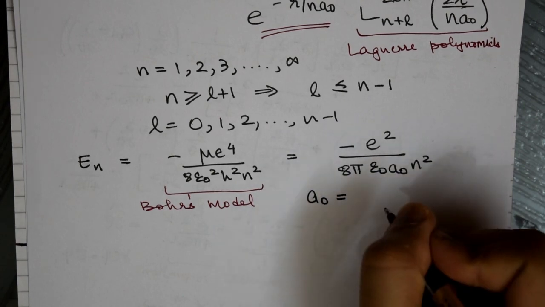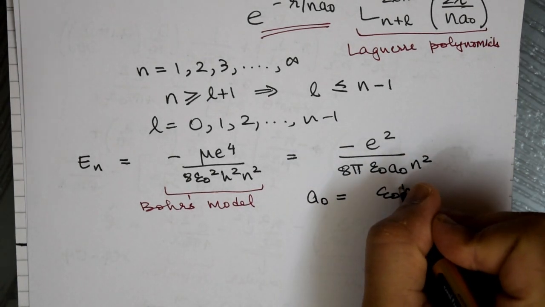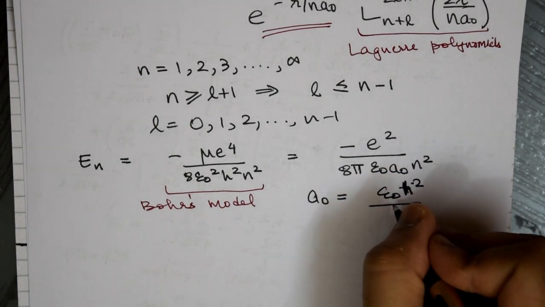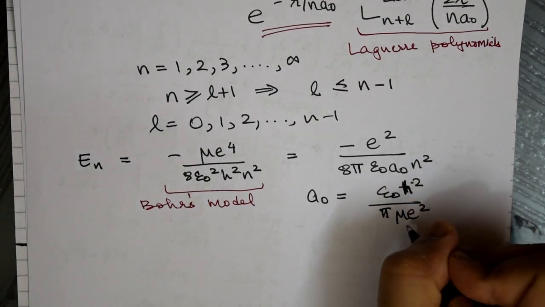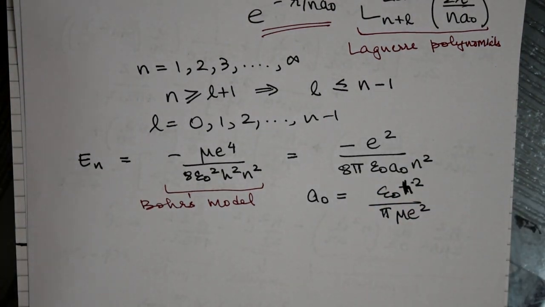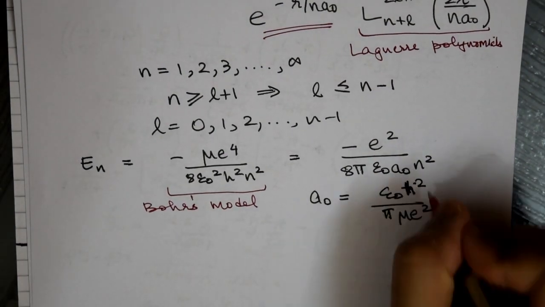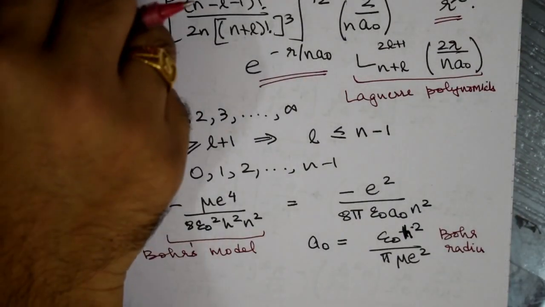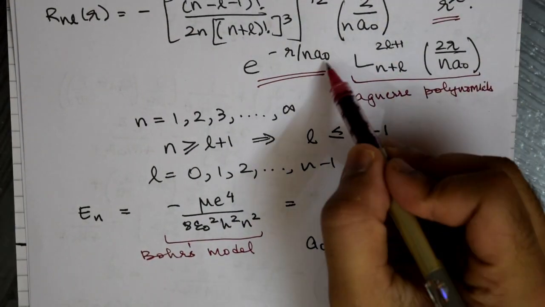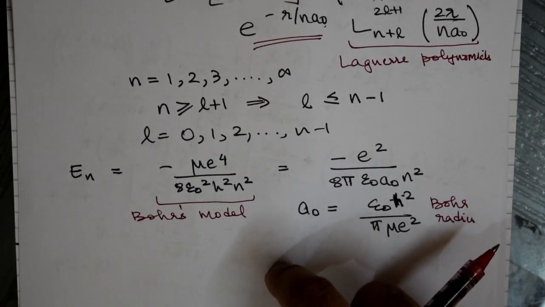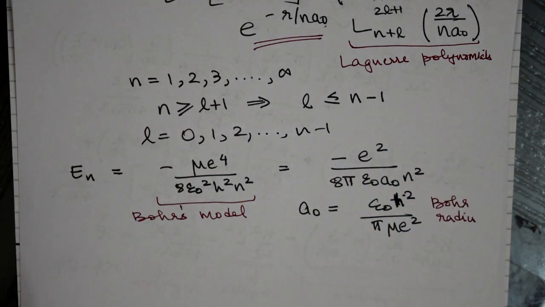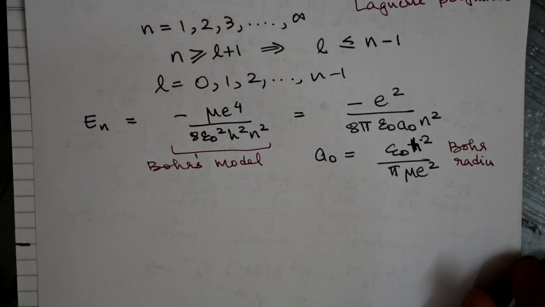And remember what a naught is here. a naught is given by epsilon naught h squared divided by pi mu e squared, where mu is the reduced mass and e is the charge of the electron here. This is the Bohr radius that we had introduced before, right? So now if you are able to see the full-blown equation, you have a naught represented, which comes from the Bohr's radius being accommodated within this equation. Okay, so now having seen this, we are able to appreciate that this is just the radial part.